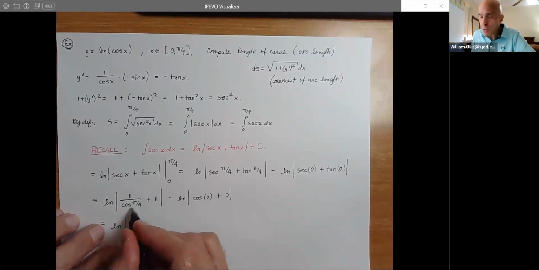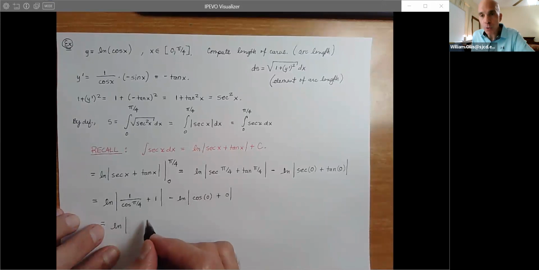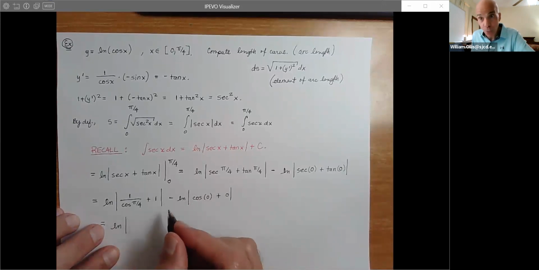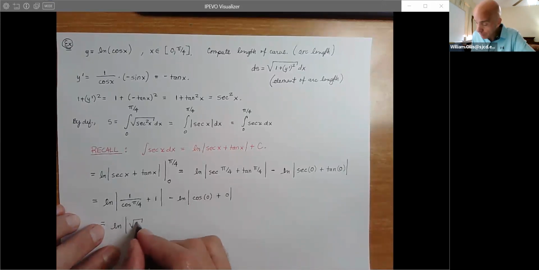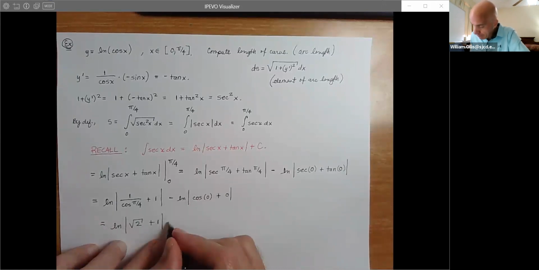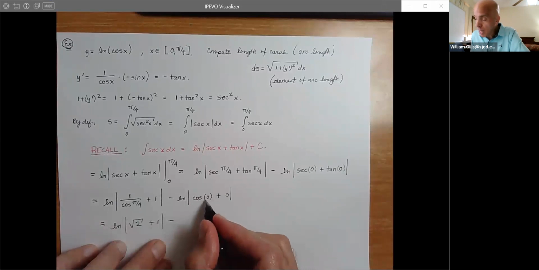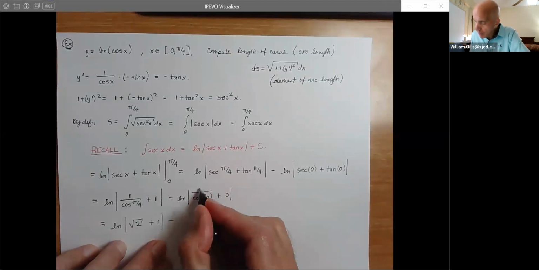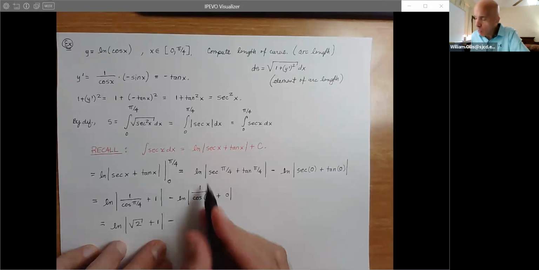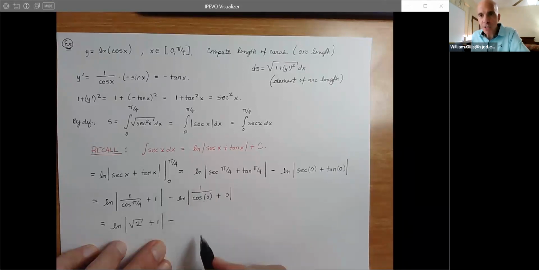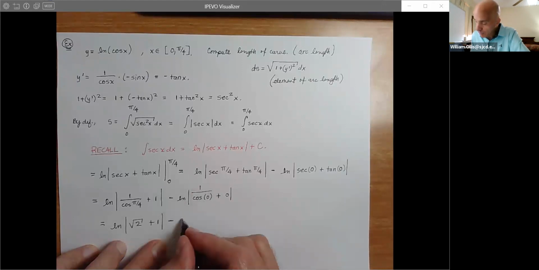So now cosine of pi over 4 is 1 over root 2. So when we reciprocate, we get square root 2. Now, of course, cosine of 0 here is, well, of course, we don't want to cheat. 1 over cosine of 0, cosine of 0 being 1, 1 over 1 is 1.